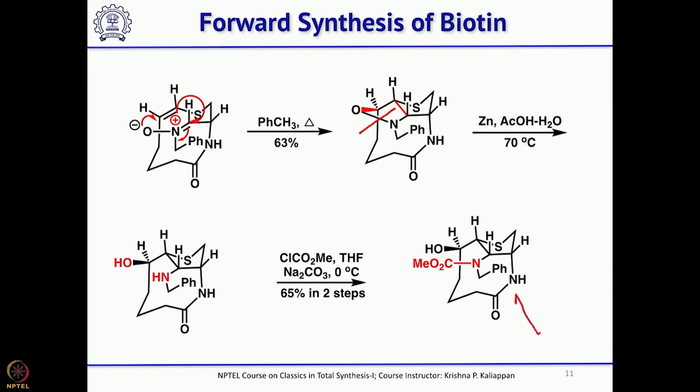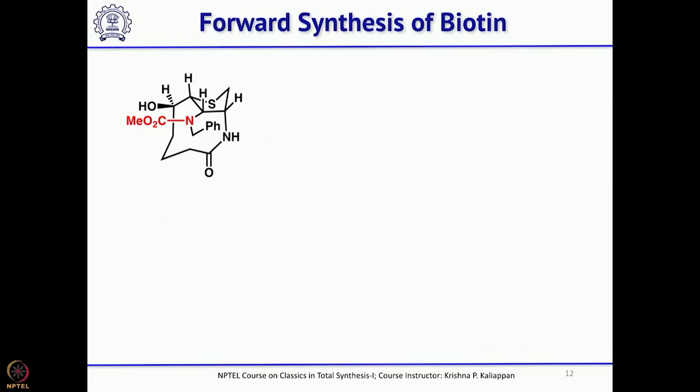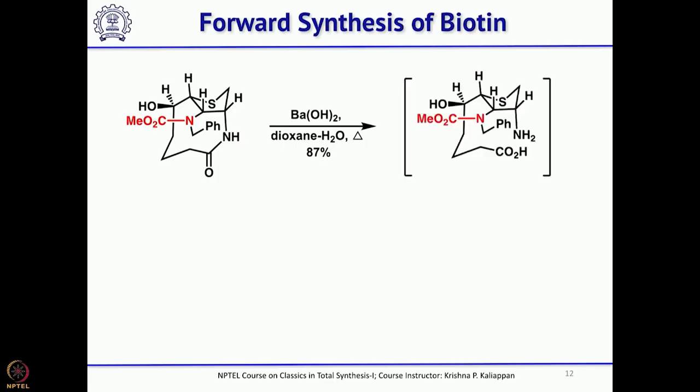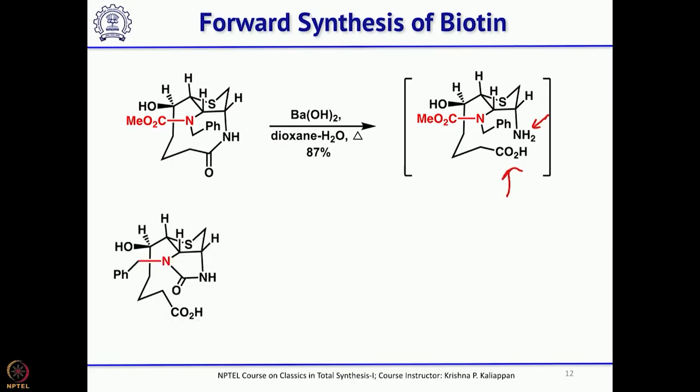Then you can hydrolyze this amide. The hydrolysis of this amide was done with barium hydroxide in refluxing dioxane-water to give the corresponding carboxylic acid and amine. The amide was cleaved. Once this amino acid is formed, what happens? The lone pair on the amine attacks this carbamate, then OMe comes out. That leads to the formation of this cyclic urea derivative. This NH2 attacks the carbamate carbonyl, OMe comes out and you get the corresponding cyclic urea derivative.